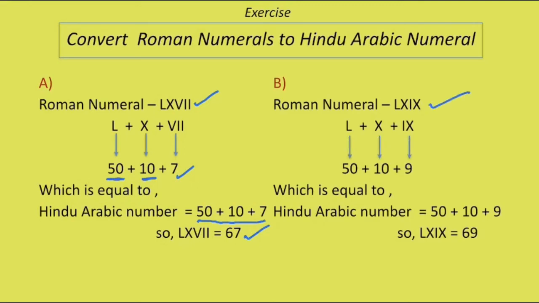Here we have taken LXIX. Write it in expanded form as L plus X plus IX. L Hindu-Arabic number is 50. X value is 10. IX value is 9. Now add 50 plus 10 plus 9. You will get 69.